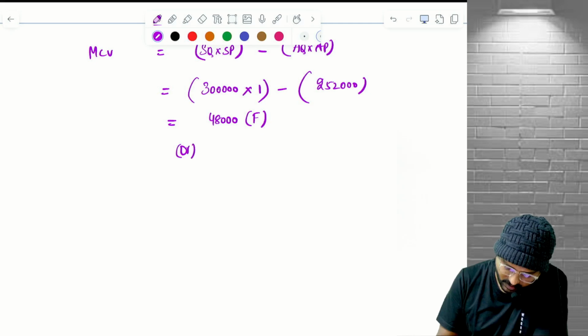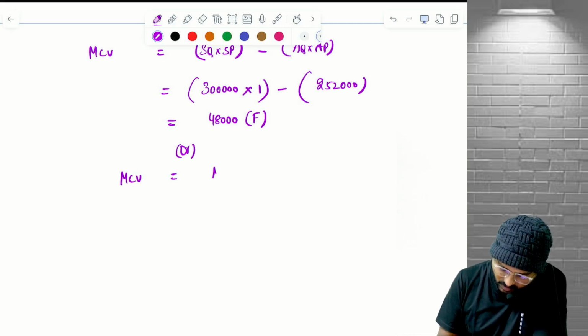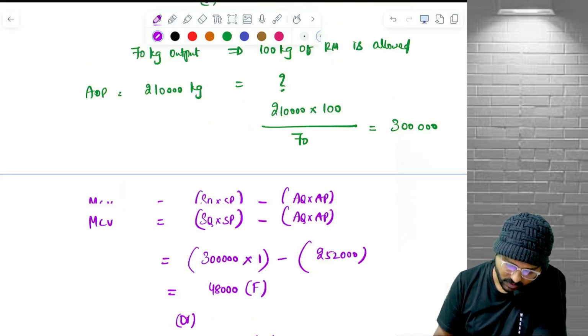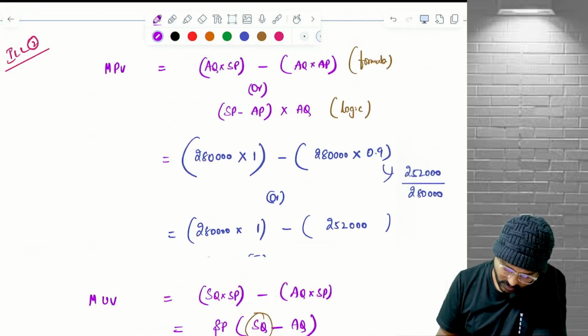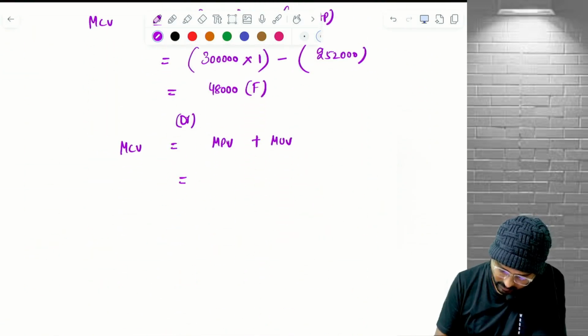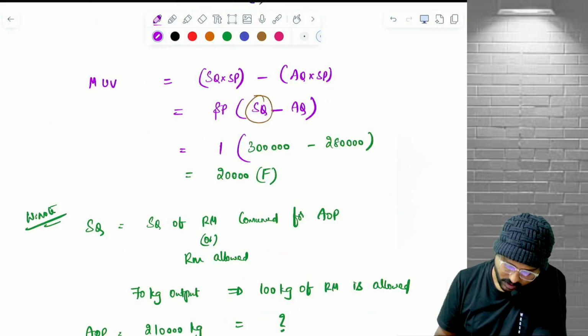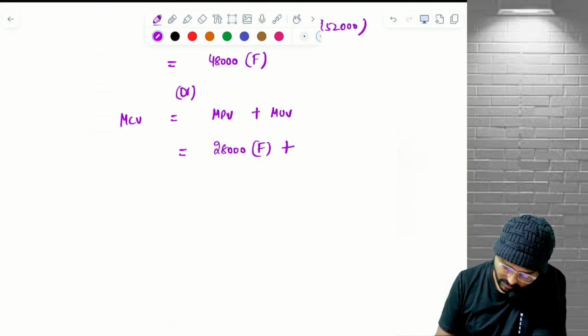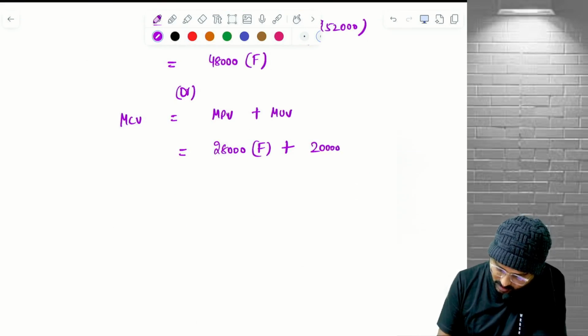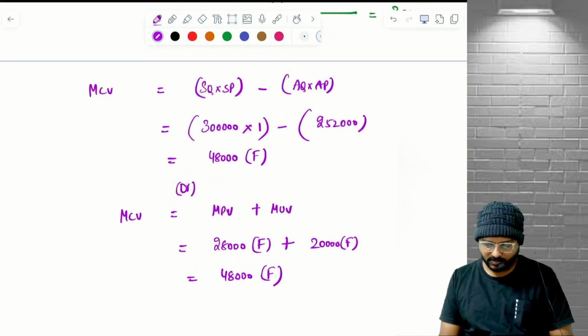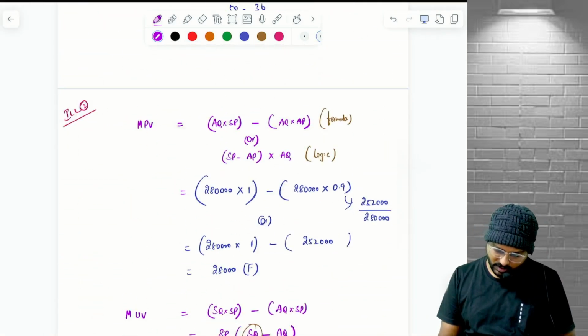Or material cost variance is equal to price variance plus usage variance. What is your price variance? 28,000 favorable, plus usage variance 20,000 favorable. So what should be your answer? 48,000 favorable. Either way, you'll get the answer. Got it? Right. Chalo. Take this down.